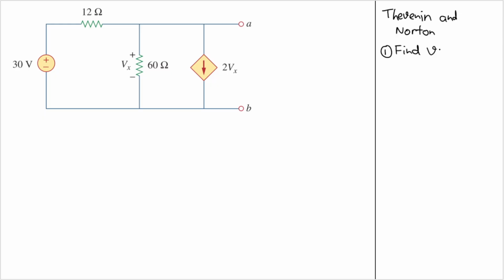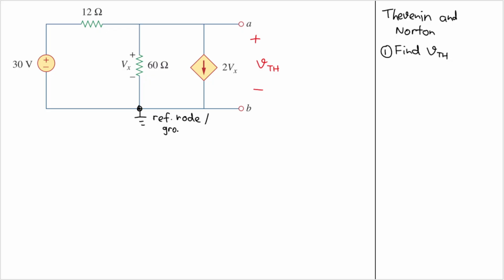Find VTH, and VTH is quite easy. Actually, it is the open circuit voltage at the terminal AB. So here we will need to find this voltage VTH. Let's do the circuit analysis here. Let's do the nodal analysis and set this bottommost node as our reference node. So this is our reference node, or our ground.